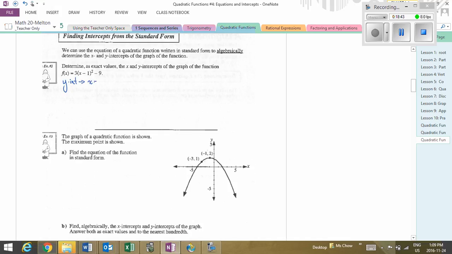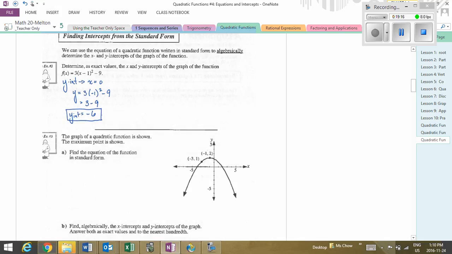x is equal to 0, so that means that y, we can replace f of x with y, and so that's 3 times (0 minus 1) squared minus 9. -1 squared is 1, so that's just 3 minus 9. So then our y-intercept is going to be -6. So the y-intercept then is -6.